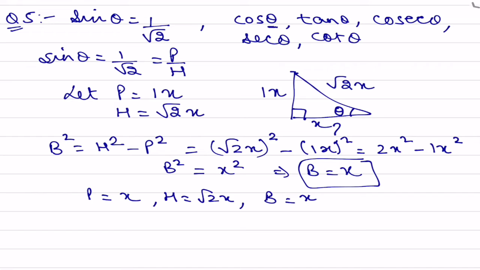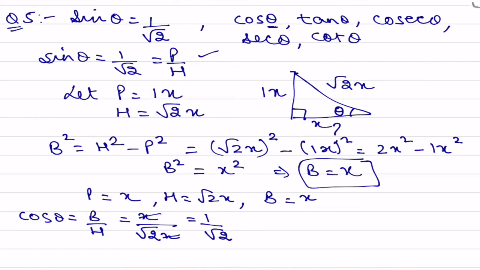Now children, we will find out the rest. Cos theta, formula we know, base upon hypotenuse. Base is x, hypotenuse is root 2x. x is cancelled, that is 1 by root 2. That's why I told you, if you take the value of perpendicular as 1 and hypotenuse as root 2, then also your question will be correct, because in this question we don't know the third side of the triangle. So secant is the reciprocal of cos, so secant theta will be root 2 upon 1.